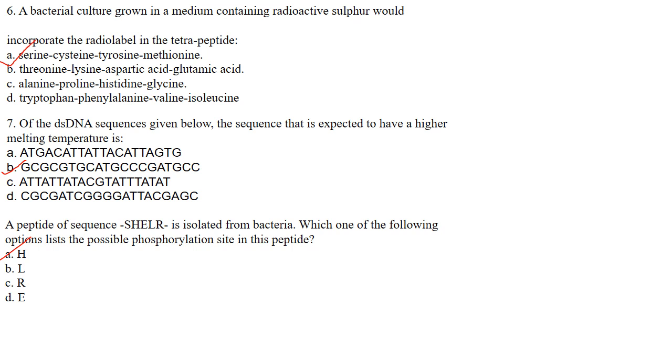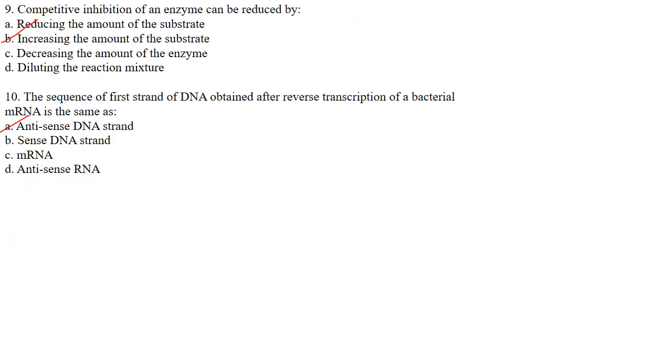Then next one. A peptide sequence SHELR is isolated from bacteria. Which one of the following options lists the possible phosphorylation site in this peptide? It is histidine. Answer is option A. Then, competitive inhibition of an enzyme can be reduced by increasing the amount of substrate. Answer is option B. That is a repeated question.